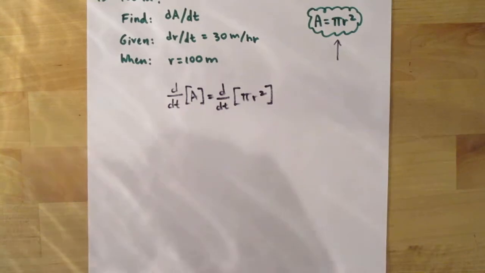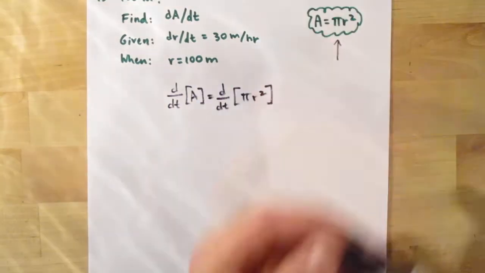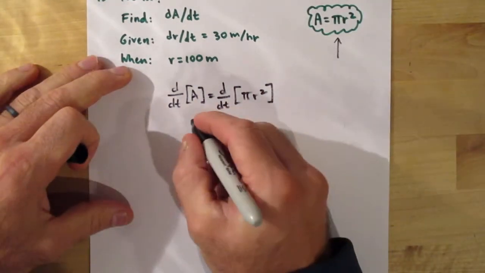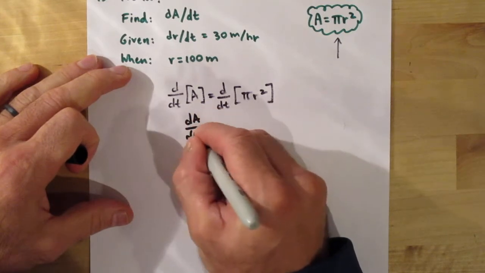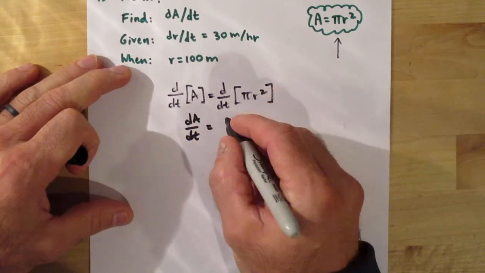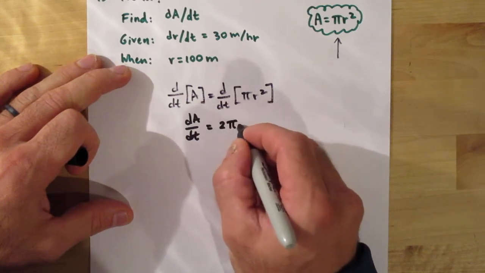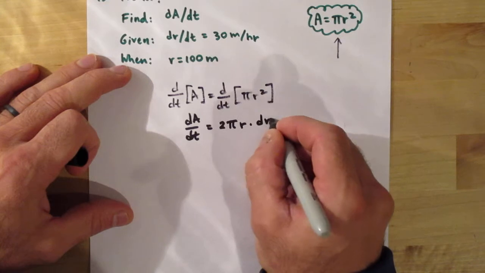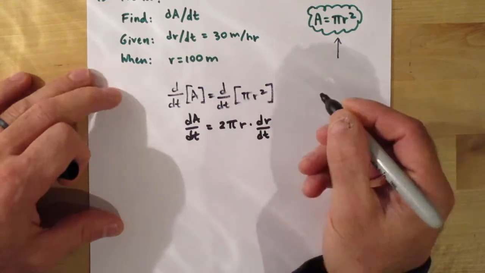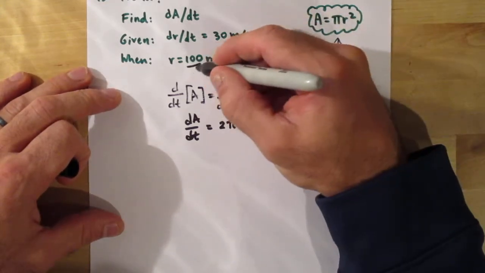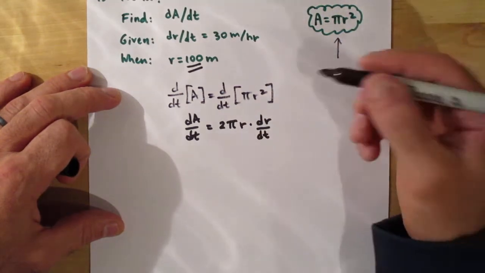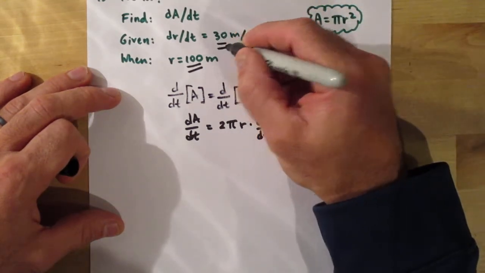Another poor marker. Let's try another one. So the derivative of the left side with respect to t is dA/dt. The derivative of the right side with respect to t would be, using implicit differentiation, 2 pi r times dr/dt. Now we have some knowns. We know that r is 100 when we want to know dA/dt, and dr/dt is 30.